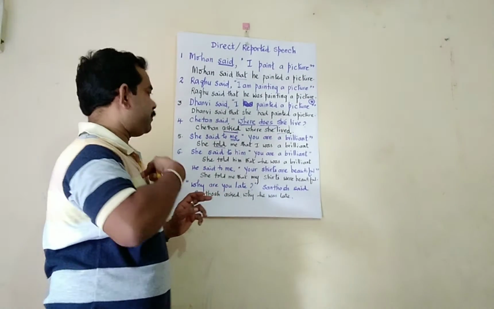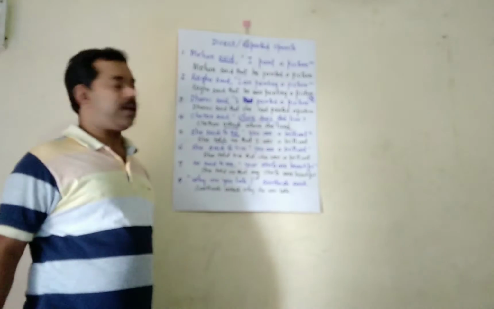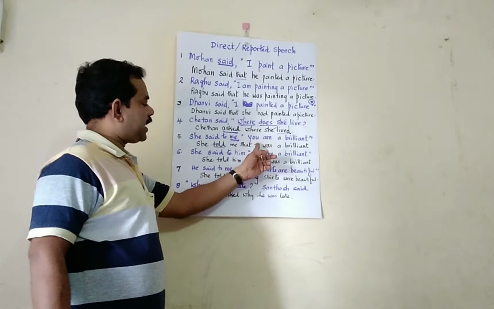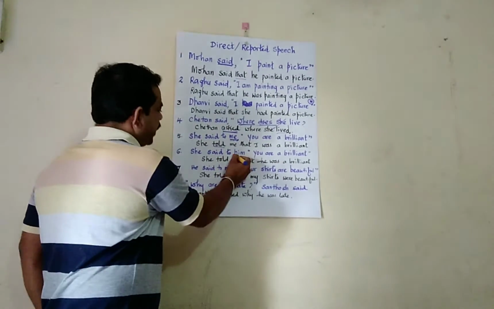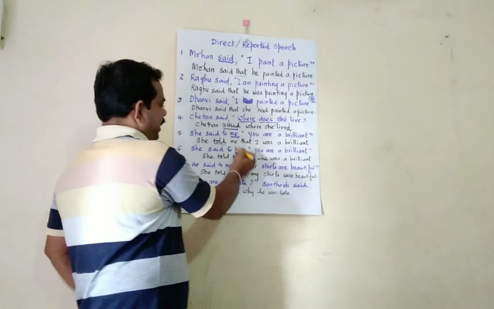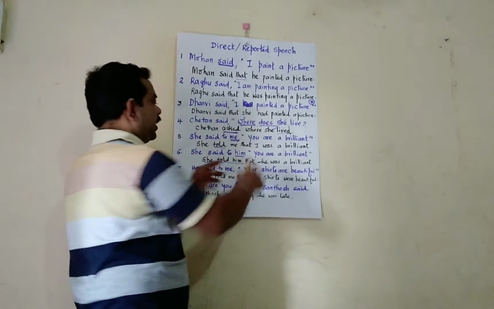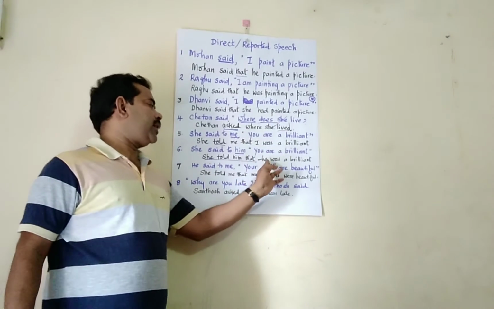She said to me. Now she said to him, "You are a brilliant." Same sentence I am taking. How it will be acting: now the same you will be acting as I, and the same you will be acting as he. Why? She said to him, that is, it refers to him. Now she told him that he was a brilliant, because it refers to the same person. So that's why him will be written as he.